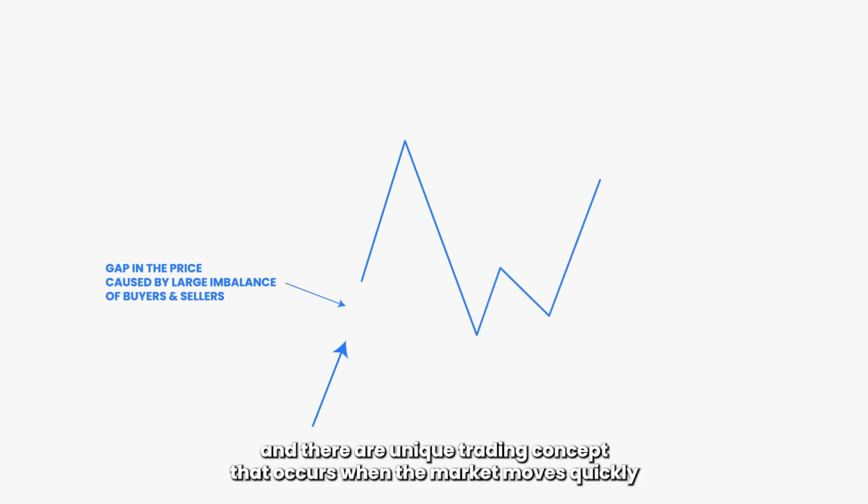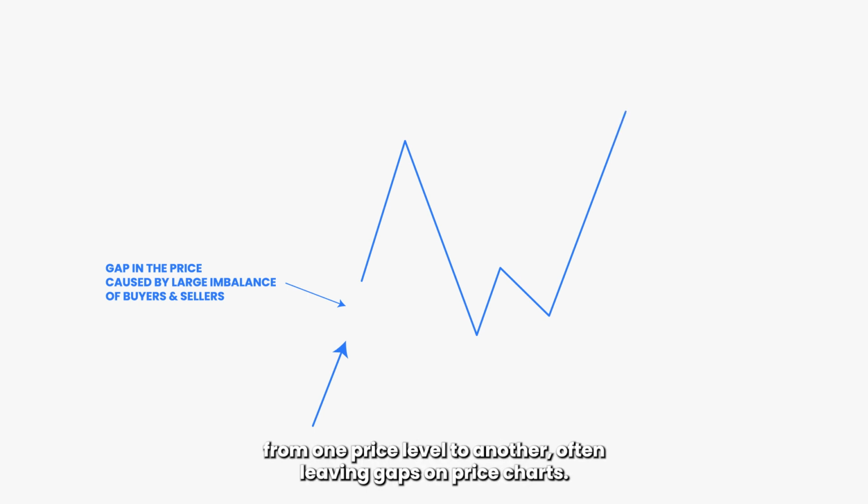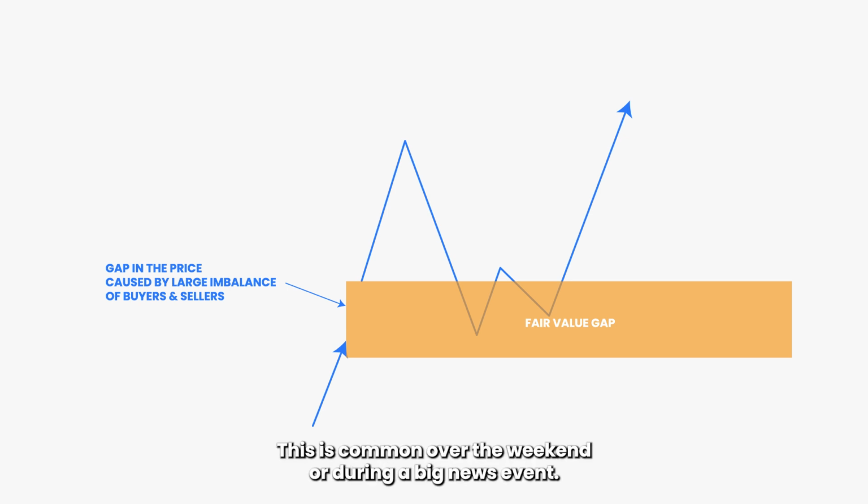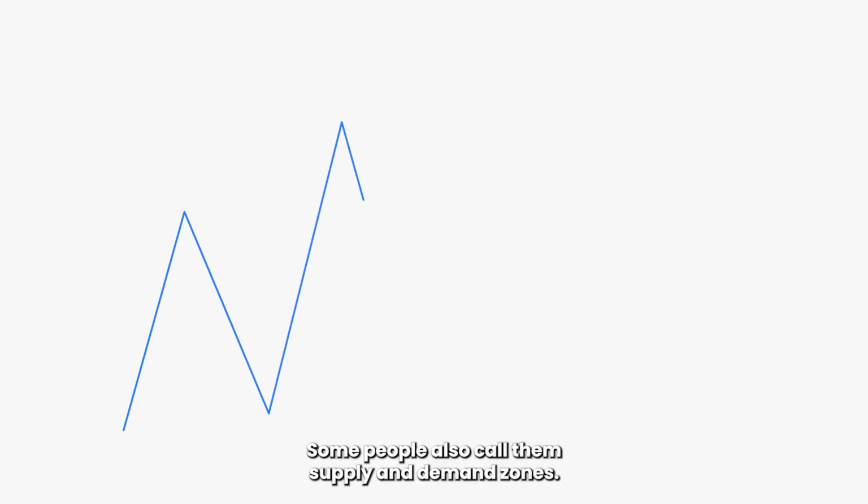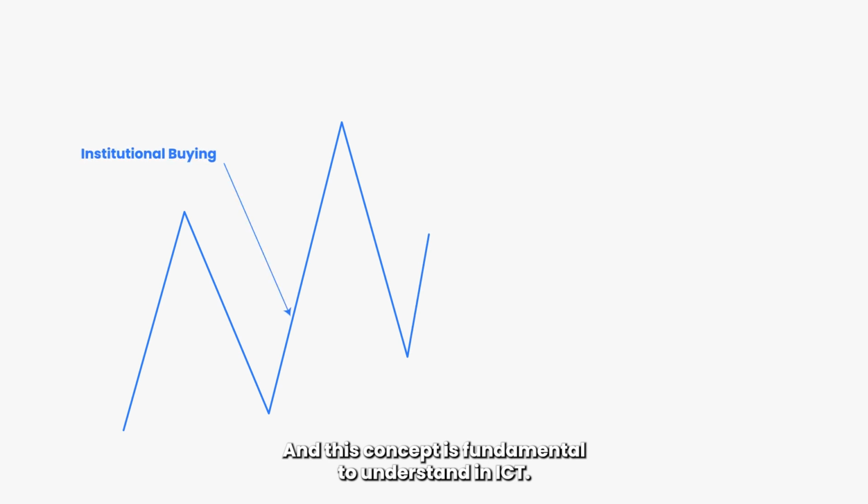Number five, fair value gaps, also referred to as FVGs. And they're a unique trading concept that occurs when the market moves quickly from one price level to another, often leaving gaps on price charts. This is common over the weekend or during a big news event. And finally, number six, order blocks. Some people also call them supply and demand zones, and this concept is fundamental to understanding ICT.